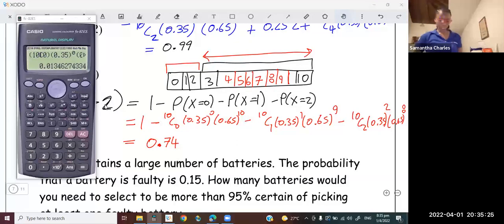0.072. 10, 2, times bracket 0.35 bracket is bracket 2 bracket, times bracket 0.65 bracket is bracket 8 bracket, equal.